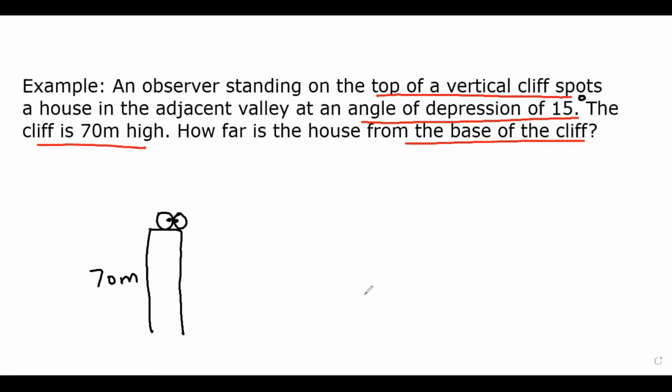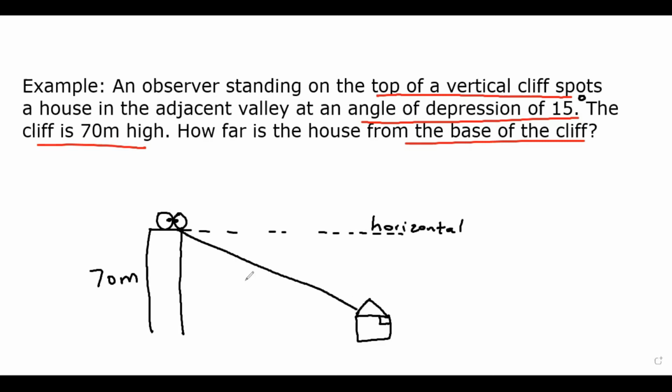Then it says that the house is in the adjacent valley. So that means the house is probably somewhere over here, adjacent to the cliff. From the top of the cliff, we would want to draw our horizontal line. So this is our horizontal line. We want to draw our line of sight from here to the house because we know it is an angle of depression. That means the angle is formed here, which is 15 degrees. Now, this would be the base.